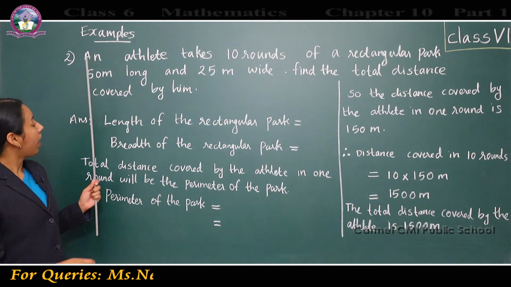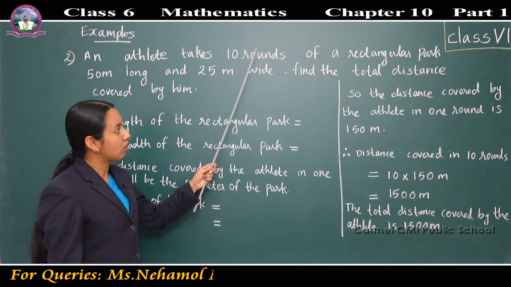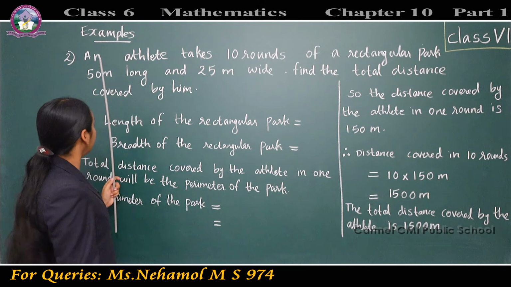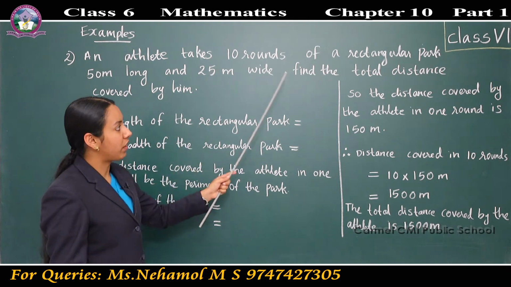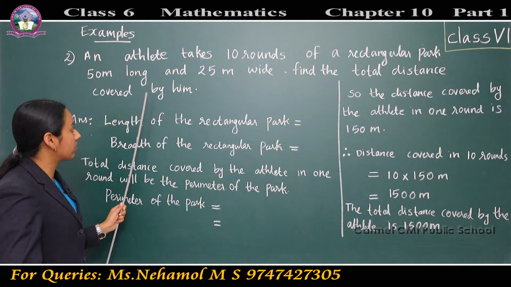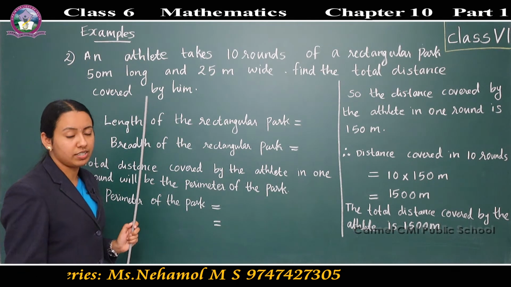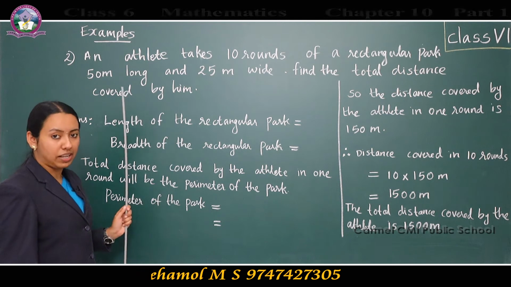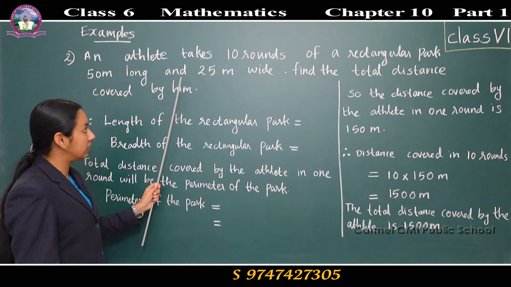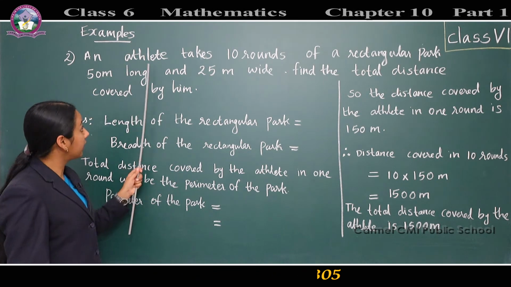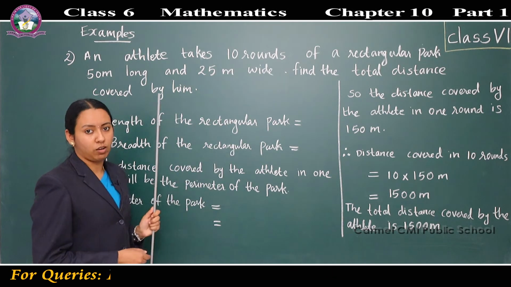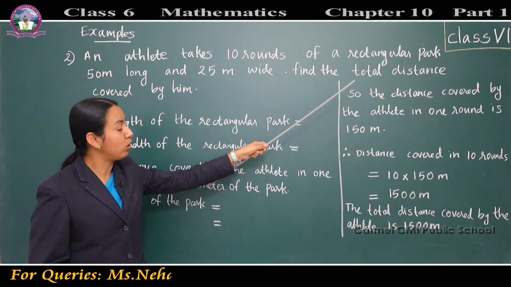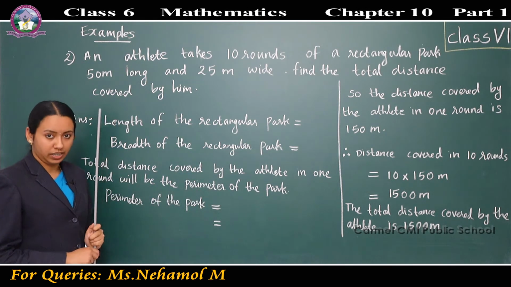Second question: an athlete takes 10 rounds of a rectangular park 50 meter long and 25 meter wide. Find the total distance covered by him. One rectangular park is there, and the length and breadth are given. The athlete takes 10 rounds of that park, and we have to find the total distance covered.